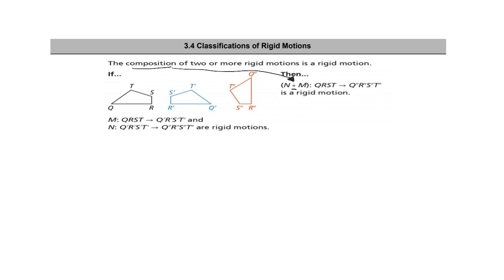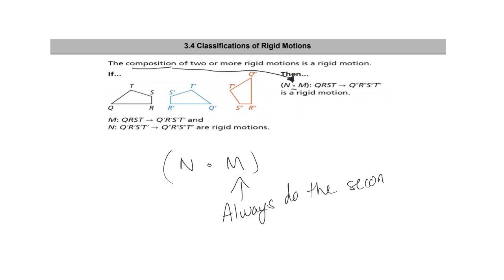And essentially, it's just performing multiple rigid motions to a pre-image. The thing about this, though, right? So that says N composed of M, right? When you see these, you always do the second one first.